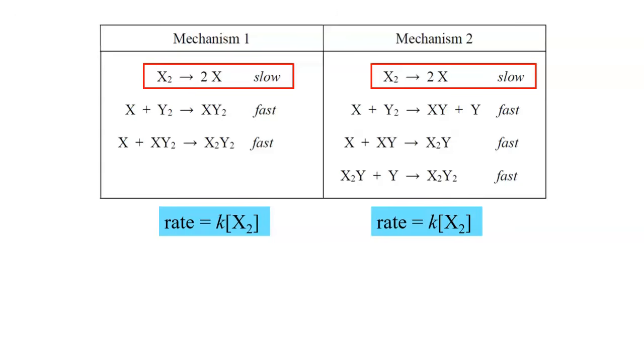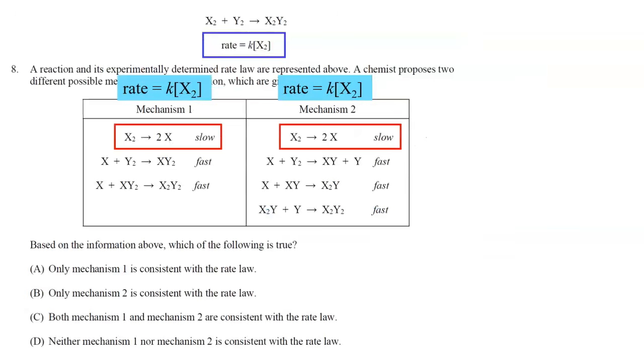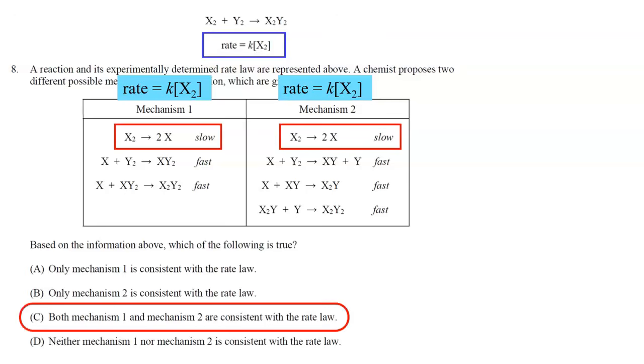So these two mechanisms are not exactly the same in terms of their steps. However, the first step features exactly one molecule of X2, and that is the slow rate determining step. So the rate laws are identical and they match the experimentally determined rate law that we were given in this question. So the correct answer to question 8 is choice C. Both mechanism 1 and mechanism 2 are consistent with the experimentally determined rate law.